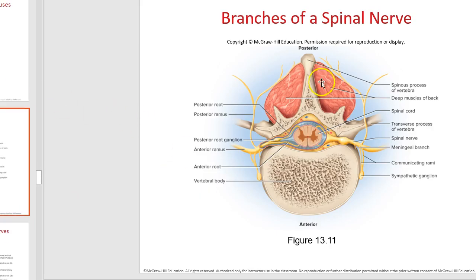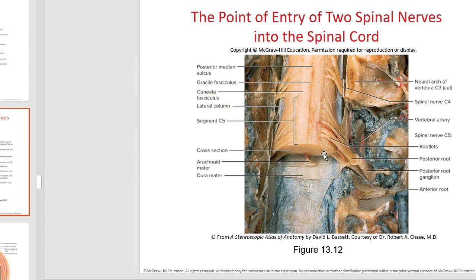So let's look at this again. Spinous process, we've talked about this before when we talked about the bone practical. And so here we have the posterior root. Remember, the posterior root is going to deal with sensory, and then we have the anterior root, which is going to deal with motor. This is what it looks like dissected. So you can see it looks exactly the same. You can see the little roots hanging to the side.